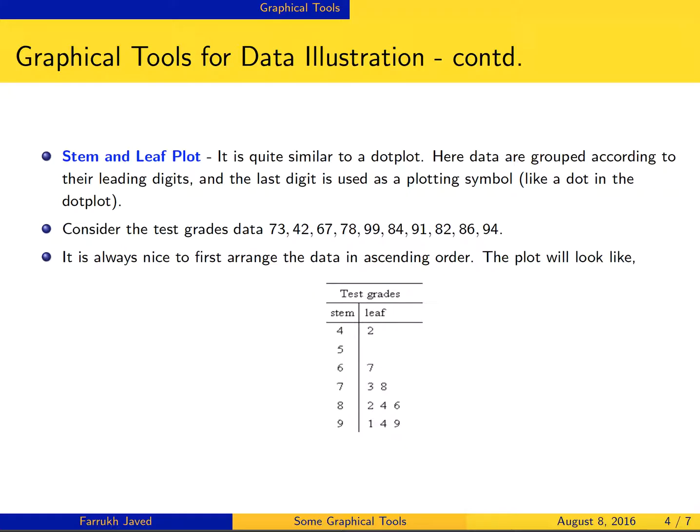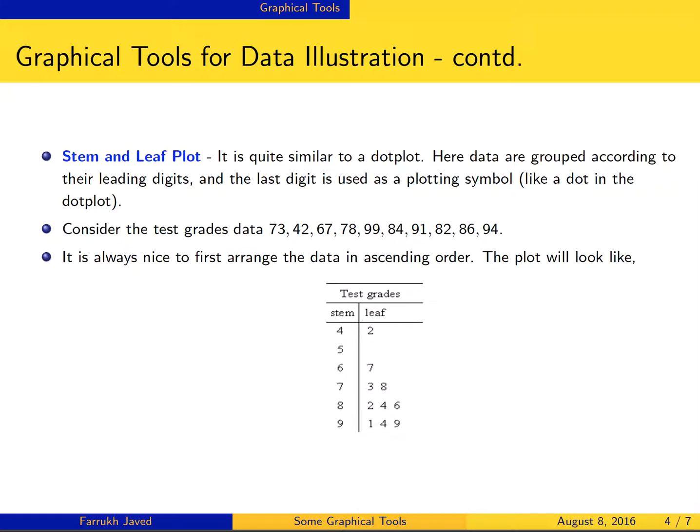So what we do, we make a plot we call stem and leaf. You know what a stem in a tree is, right? And every stem has lots of leaves, right? So we make the leading digits the stem of the data, and then we use the last digit of each of those as a leaf of that data.